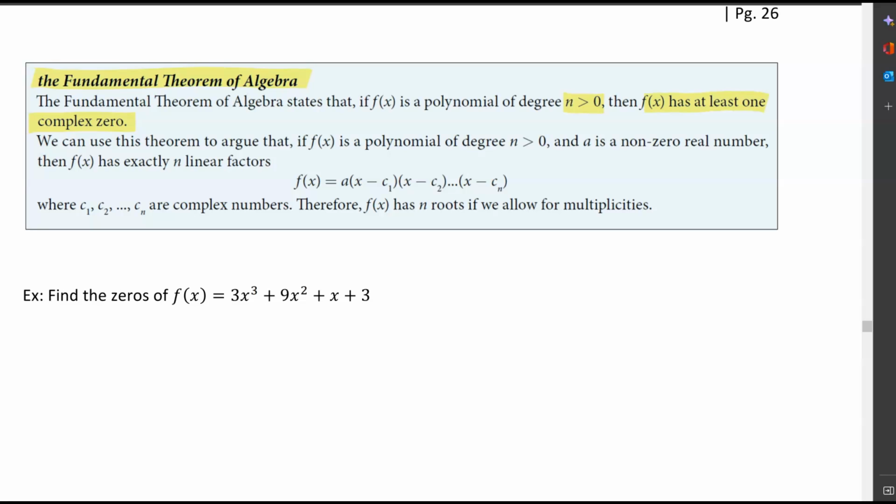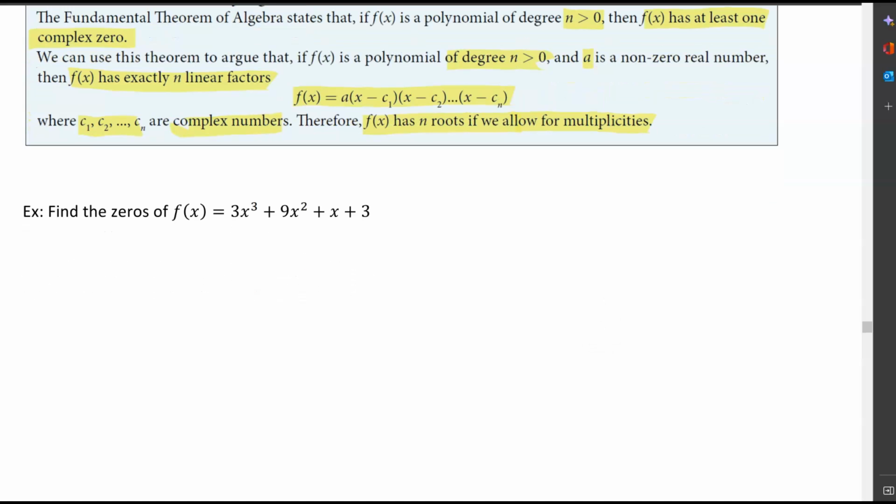We can use this theorem to argue that if f of x is a polynomial of degree n greater than 0 and a is a non-zero real number, f of x has exactly n linear factors. In other words, we can factor it this way, where all these c's are actually complex numbers. So therefore, f of x has n roots if we allow for multiplicities. So if we have a polynomial of degree 4, it's going to have 4 roots, allowing for multiplicity, right? So in this particular case, now we're even allowing to find the zeros that are complex.